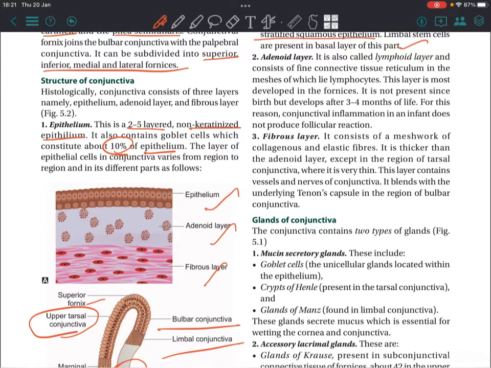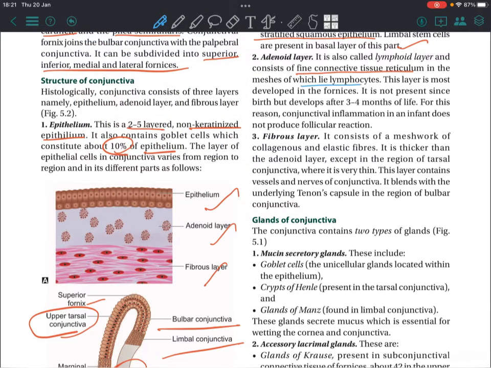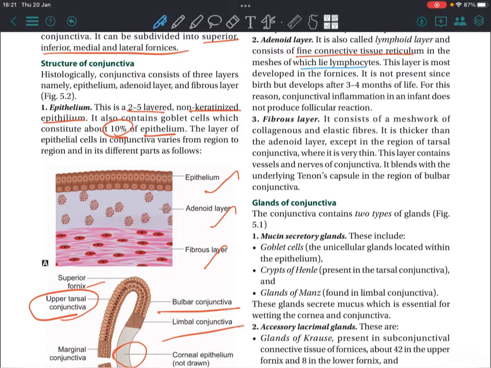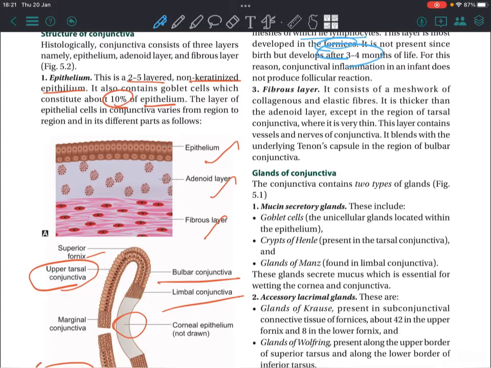Adenoid layer. It is also called the lymphoid layer and consists of a fine connective tissue reticulum, in the meshes of which lie lymphocytes. This layer is most developed in the fornices. It is not present since birth but develops after 3 to 4 months of life. For this reason, congenital inflammation in an infant does not produce a follicular reaction.